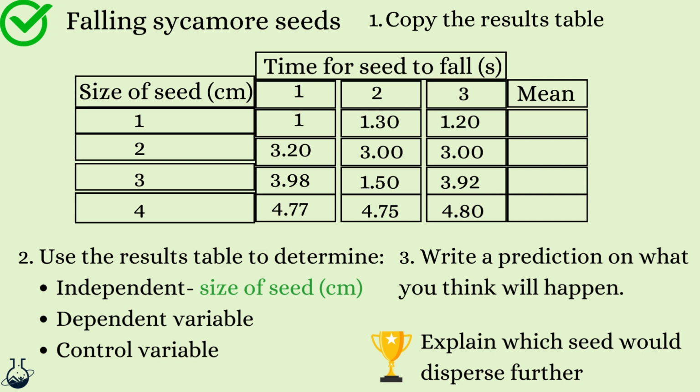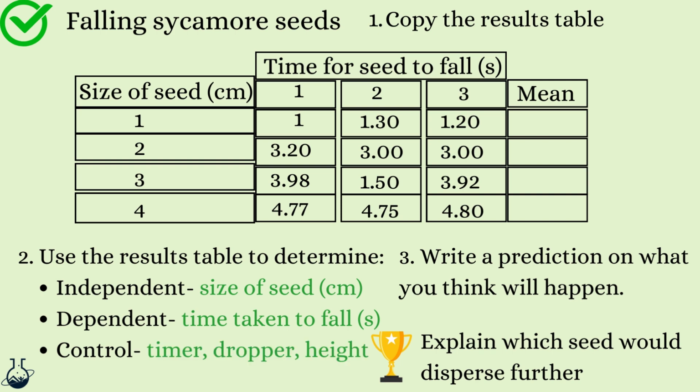The independent variable is the thing that changes throughout the experiment. In this case, the size of the seed in centimetres. The dependent variable is what we measure, so in this case, the time it takes for the seed to fall, in seconds. And the control variables, to ensure nothing else interferes with our results that potentially could, we keep the same.